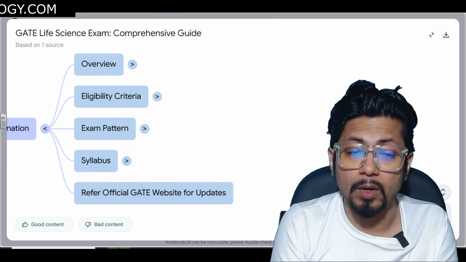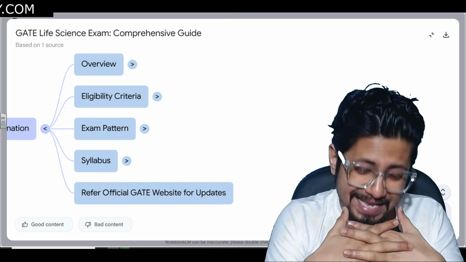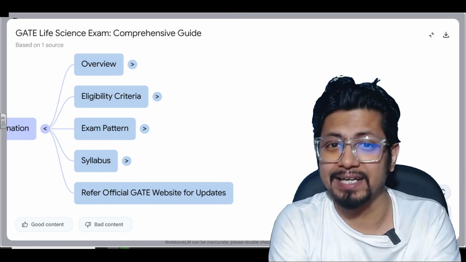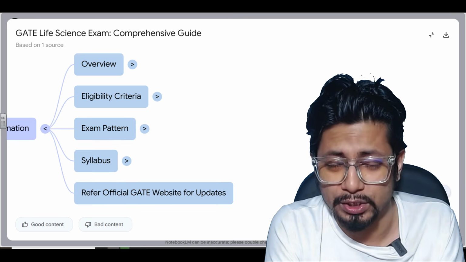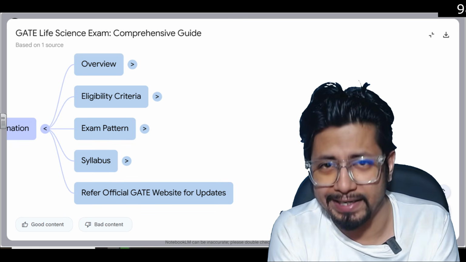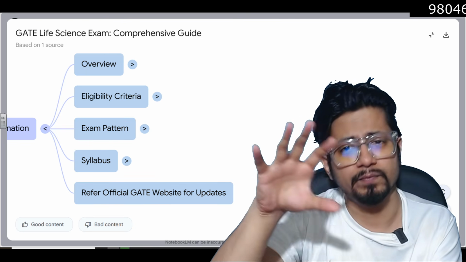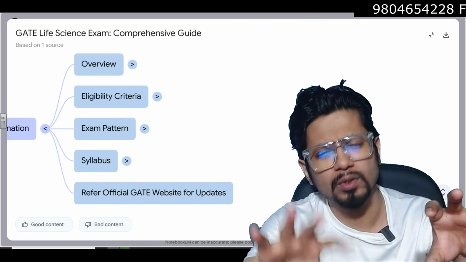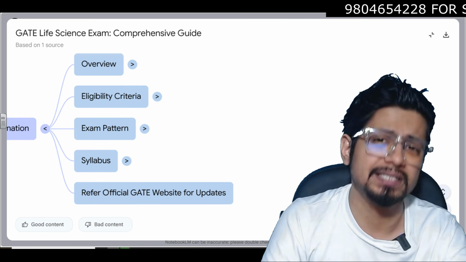If you need to know about this, watch the full video on every little detail of the CSIR or the GATE Life Science syllabus and GATE Excel preparation. And if you want to prepare for GATE Excel, the syllabus similarity of GATE Excel of all the subjects is very similar, more than 98% similarity with the CSIR NET syllabus.